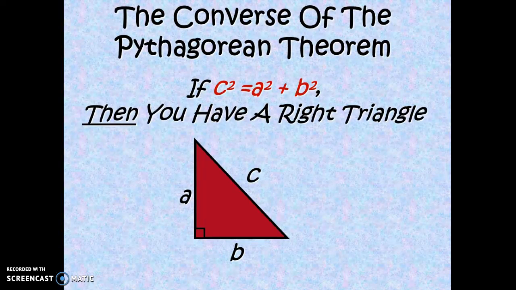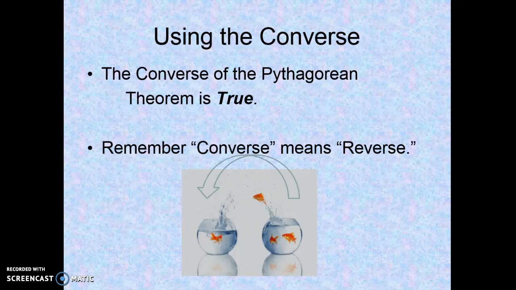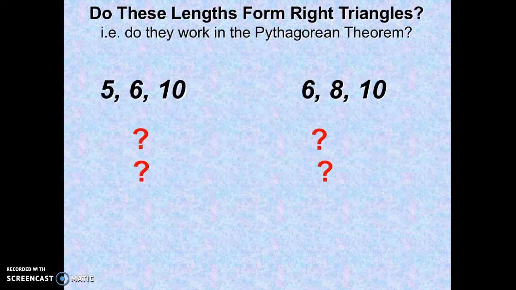So what is the converse of the Pythagorean theorem? If C squared does equal A squared plus B squared, then you know you have a right triangle. This only works with an equals when you have a right triangle. But what if we don't? What if it doesn't equal? What happens? Well, we'll tell you that in a minute. Let's talk about what the word converse means. Converse means reverse. And the converse is also true. The reverse of it. Let's see how we do that.